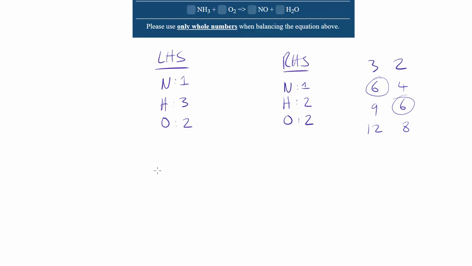So that's going to be 2 NH₃ plus O₂ produces NO plus 3 H₂O. 3 H₂O, not H₃. 3 H₂O.